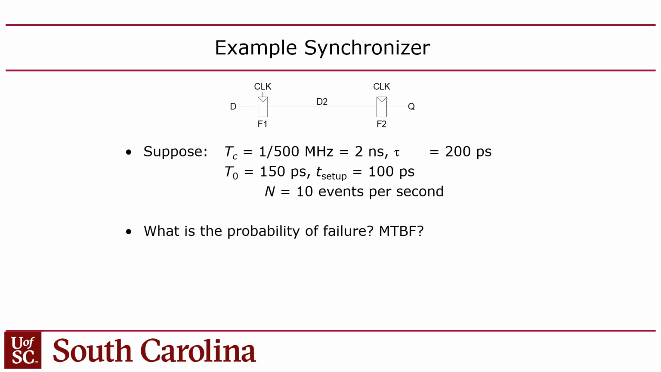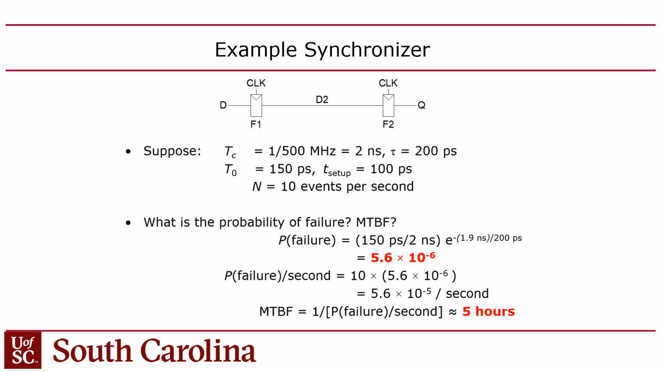And there's 10 events per second, that's n. What is the probability of failure? And what is the mean time between failure? So basically, you just plug everything in. The probability of failure, and this is given a single transition, right? So the probability of failure does not involve n. It's just the probability that you'll fail on a given transition is 5.6 times 10 to the negative 6, right? So it's basically 5 chances in a million, right?